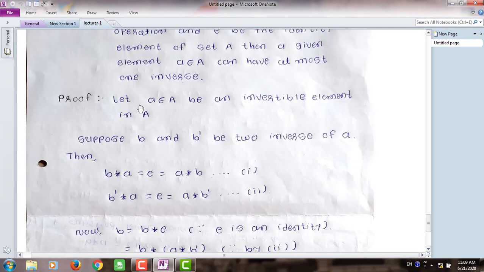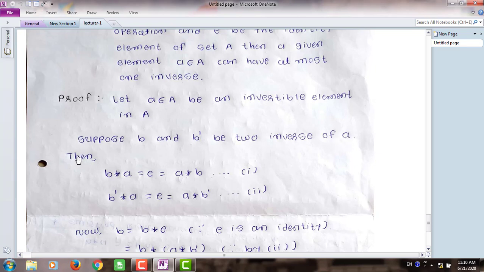Let a belong to A be an invertible element in A. It means that it is a non-singular element, and we can prove a can have at most one inverse, which means a unique inverse. Now, suppose b and b dash are two inverses of a.